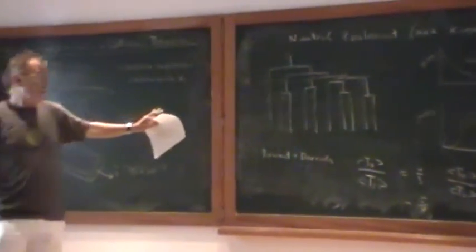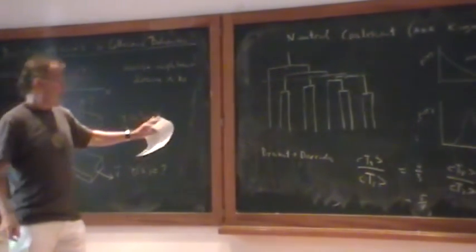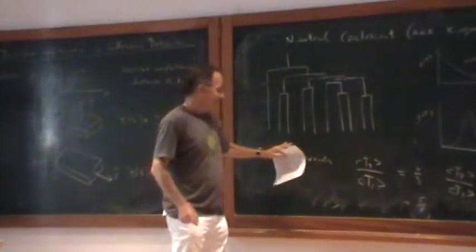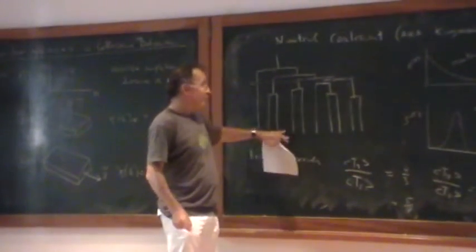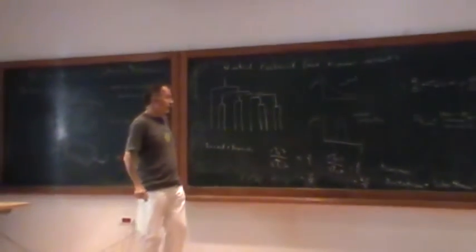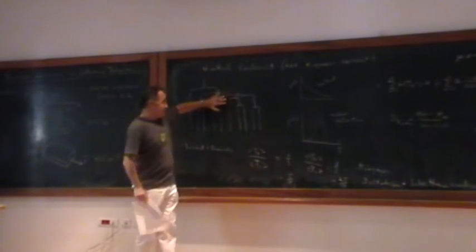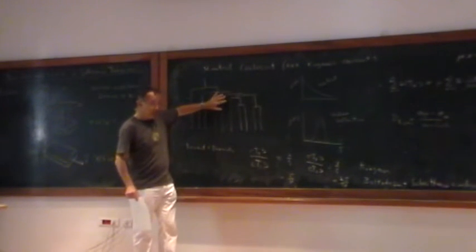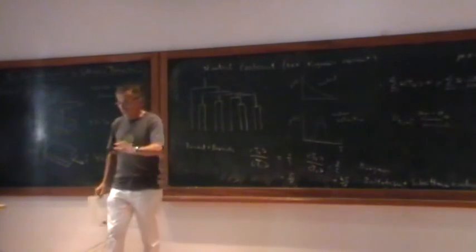And this is a very active and exciting subject at the moment. We're beginning to understand, in rather general models of selection, what the structure of this tree is in the presence of natural selection. Okay, time for me to stop.